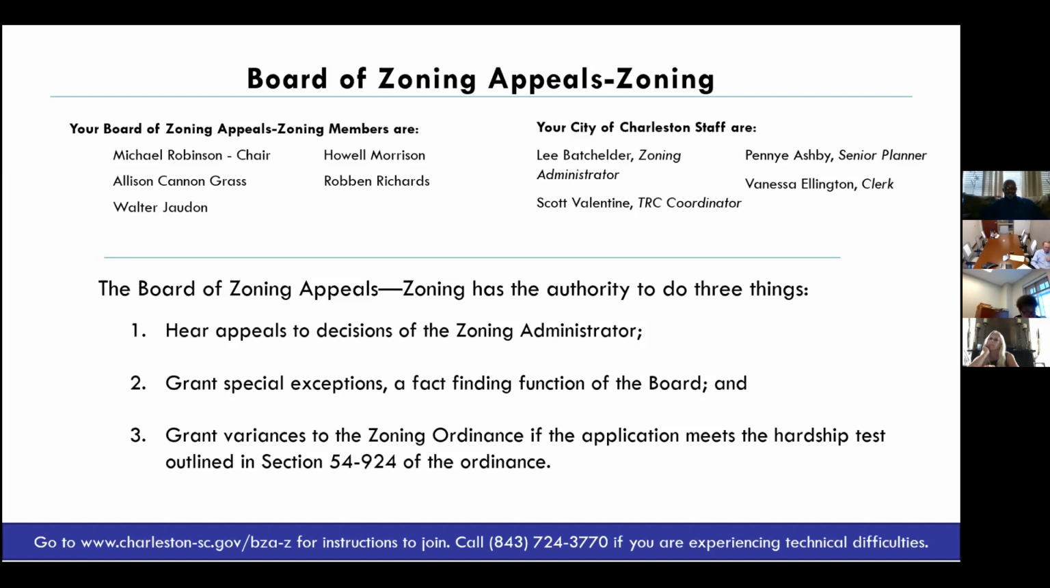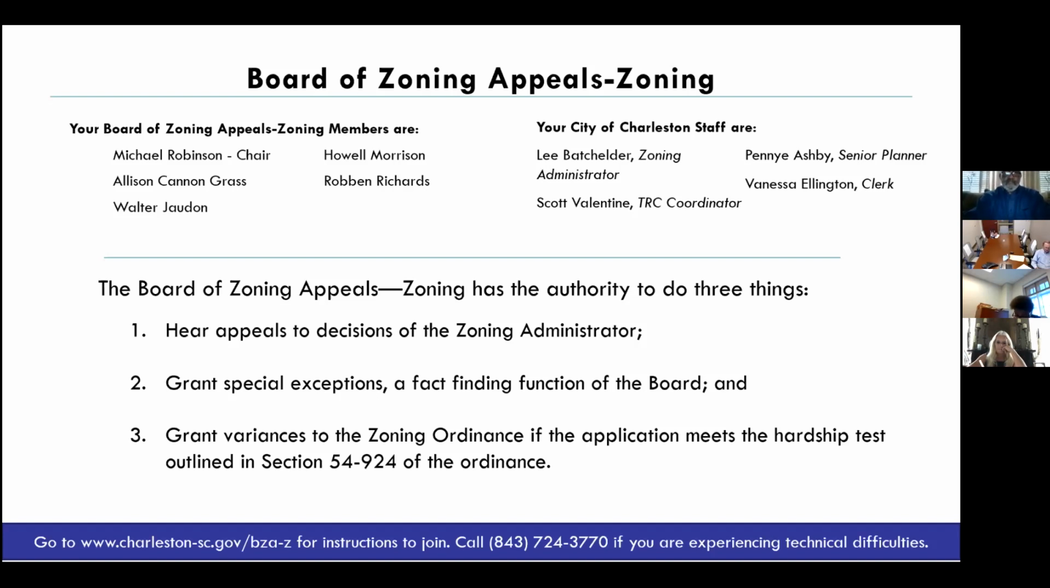The Board of Zoning Appeals has the authority to do three things. First, to hear appeals to decisions of the zoning administrator. Second, to grant special exceptions, the fact-finding function of the board. And third, to grant variances to the zoning ordinance if the application meets the hardship test outlined in section 54-924 of the ordinance. The board may deliberate and make a final decision on a matter by a majority vote of members present at the hearing and qualified to vote, provided that not less than a quorum is present and qualified to vote. However, an affirmative vote of 2/3 of the board members present and voting shall be required before a use variance may be granted.